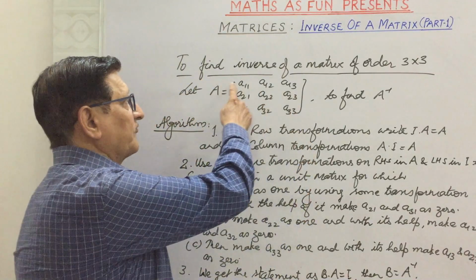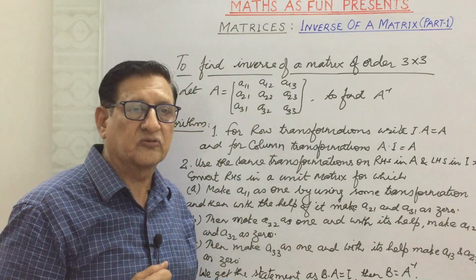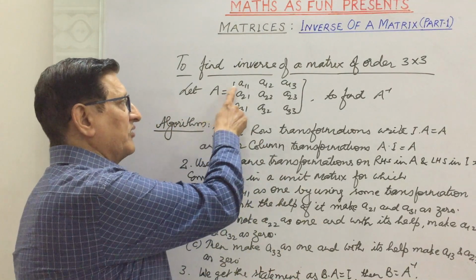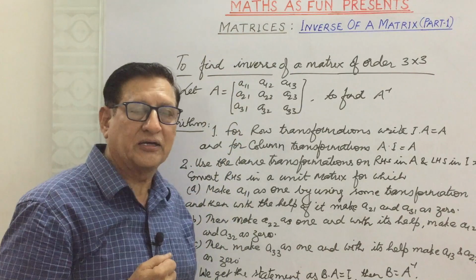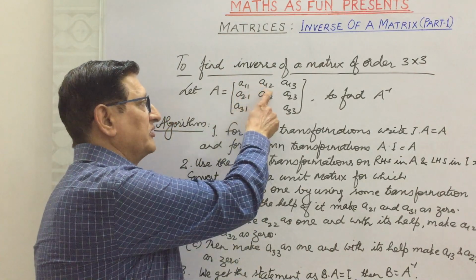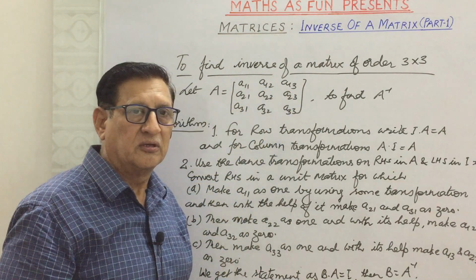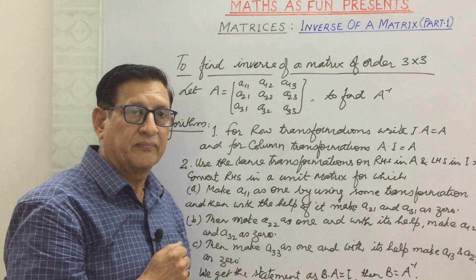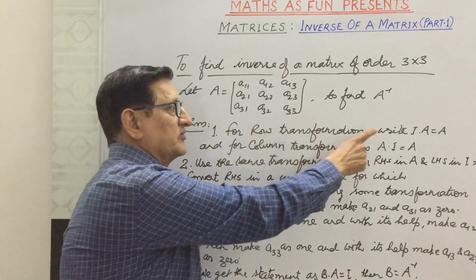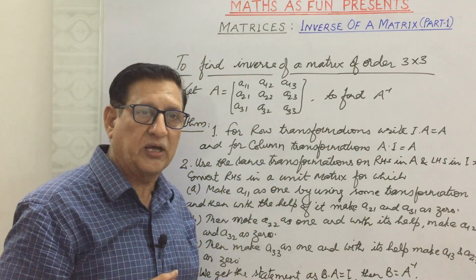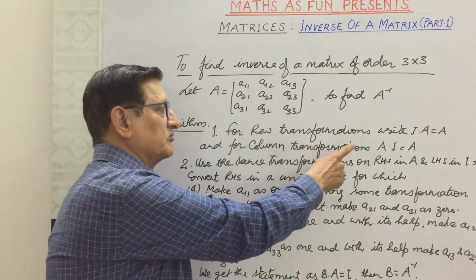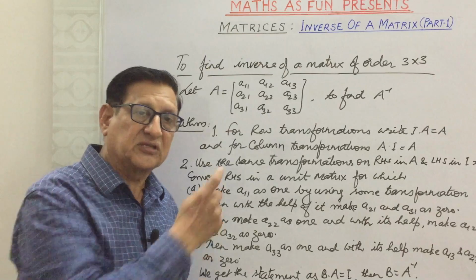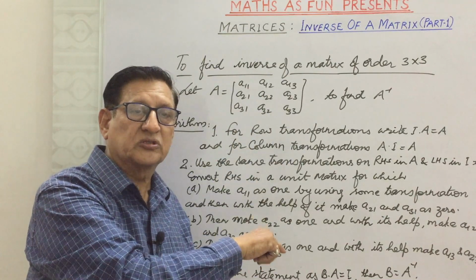Suppose we are finding the inverse of a matrix of order 3 into 3. The matrix is A, and we have written the elements in the form of Aij, that is A11, A12, A13 and so on. To find the inverse of it, first and foremost, for the row transformation we have to write I into A equal to A, and for the column transformation we have to write A into I equal to A as the statement. The same we have used in the previous question also.